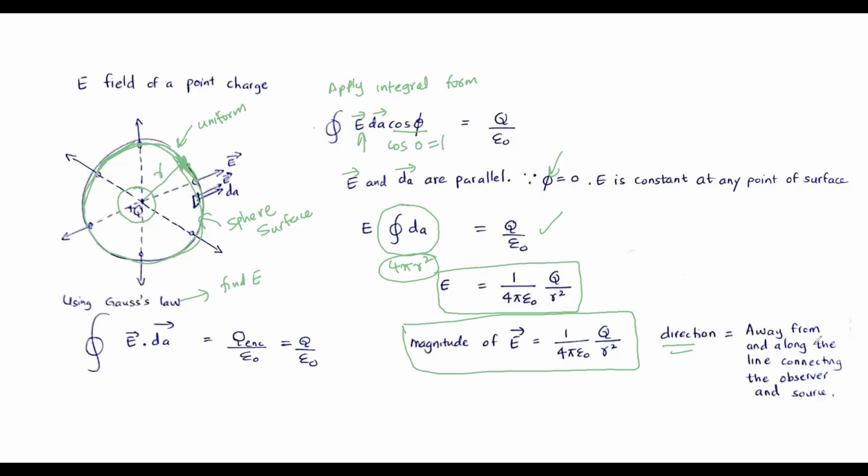So the electric field is generated away from and along the line connecting the observer and the source. The source is here, the observing point is here, right? So the electric field is generated along this line that connects both the source charge and the observing test charge. Since the line is perpendicular to the surface, we know that the electric field is perpendicular to the surface of the sphere, right? If you have any questions, you can ask.